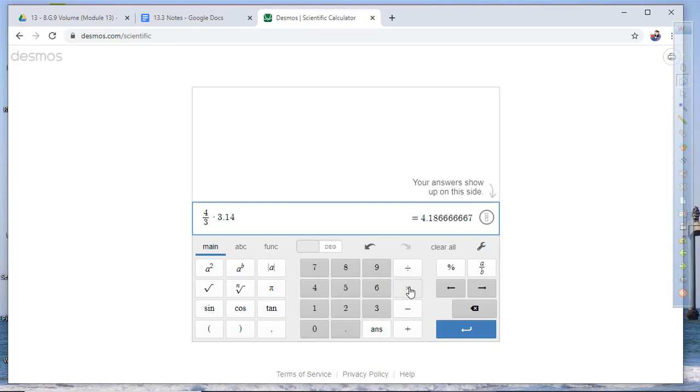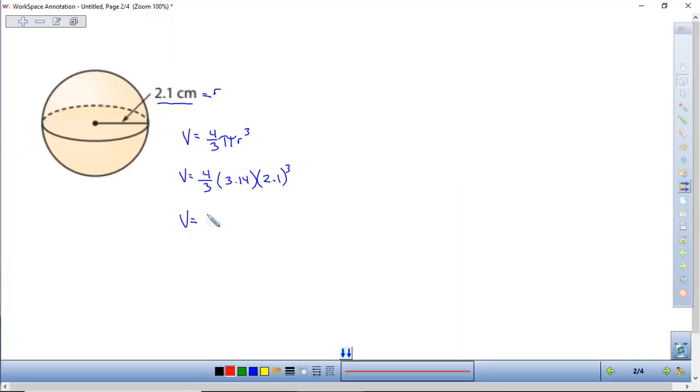And then when we type the radius to the third power, there's the radius, 2.1. We have to use that a to the b button. And then you get to type in your own exponent. This time it's a 3. And then we'll go ahead and round that volume off to the nearest tenth. There you go, 38.8 cubic centimeters.